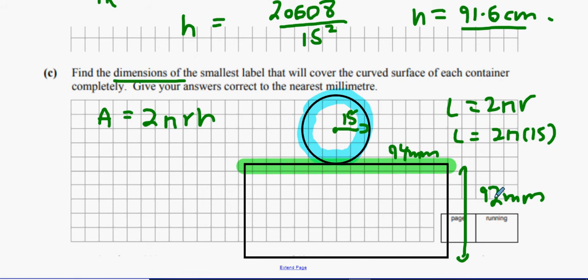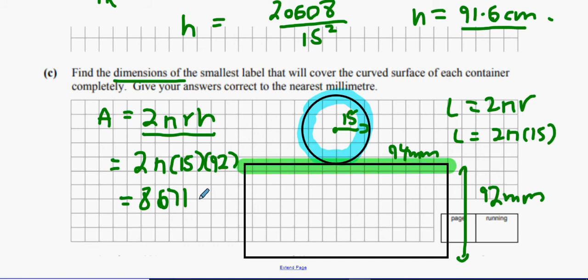Okay? So what's the area of this then? It doesn't actually want you to use the formula. You could have used the formula and you could say 2 pi times 15 multiplied by 92, and that will give you an answer of 8,671 millimeters squared. But in this case, it's a rectangle, isn't it? What happens with rectangles? You multiply length by width, or length by height, whichever way you interpret it. And instead of getting that answer, we got 8,648 millimeters squared. Why is there a difference between the two answers? We rounded off, didn't we? We rounded off this one as well. That's why there's a difference between the answers.